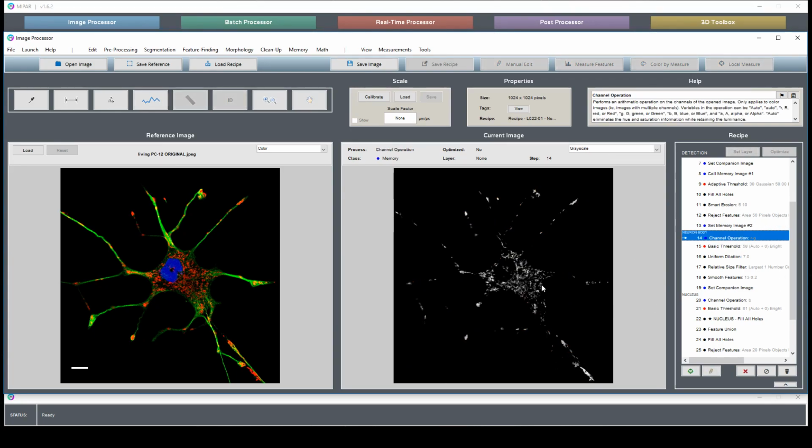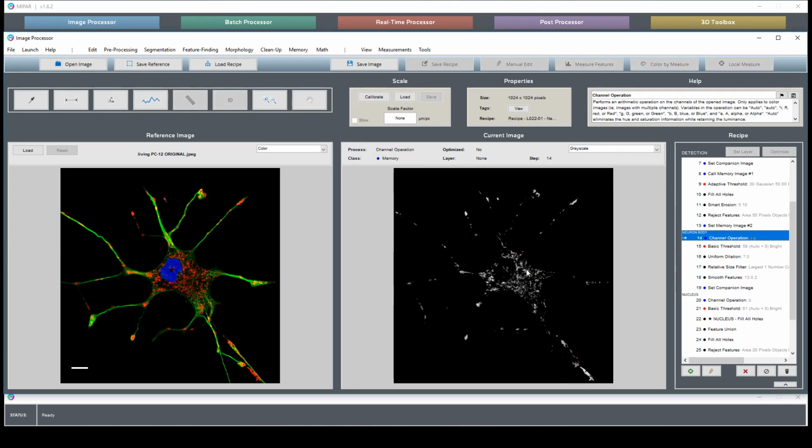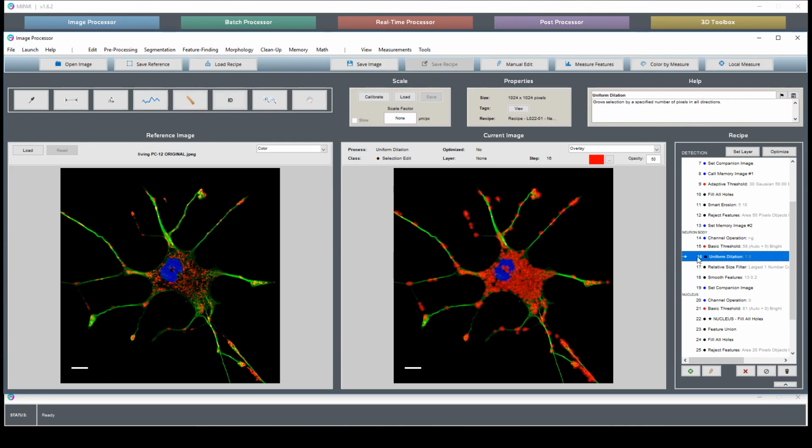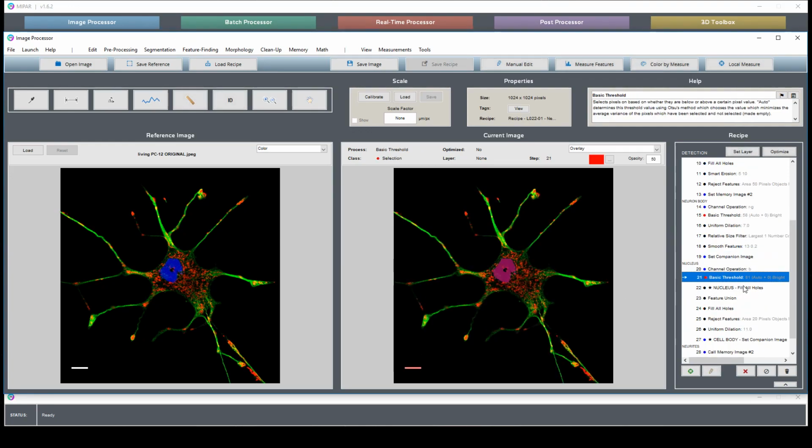Next thing we do is we actually identify the cell body by finding where the red channel is, the red protein localization is, segmenting this and then manipulating this using our dilation and segmentation to give us the results that we're interested in.